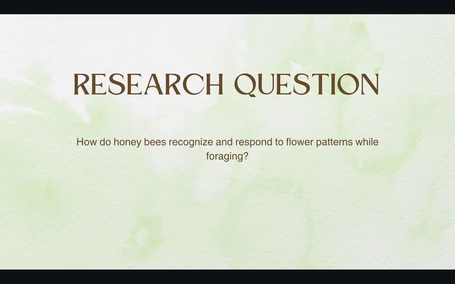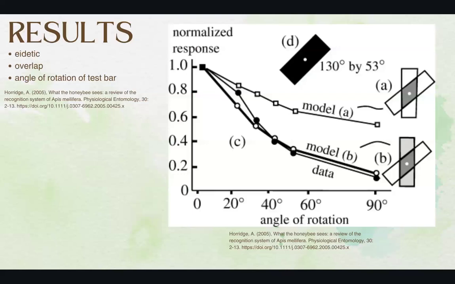Research question: how do honeybees recognize and respond to flower patterns while foraging? We'll get straight into our first bit of data here. This is an image by Aidan Horridge. Bees were trained to recognize a single black bar against a black background, and then tested the same bar rotated at different angles.